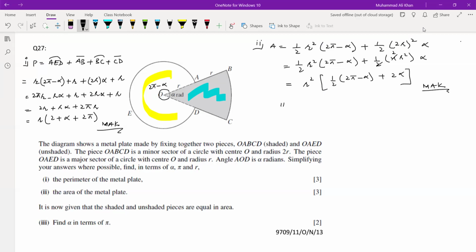After that, in the third part, it is now given that the shaded and unshaded pieces are equal in area. Find alpha in terms of pi. Areas are equal. The blue area is equal to the yellow one, right? So let's say area of the small sector, let me write here, area yellow is equal to area blue.